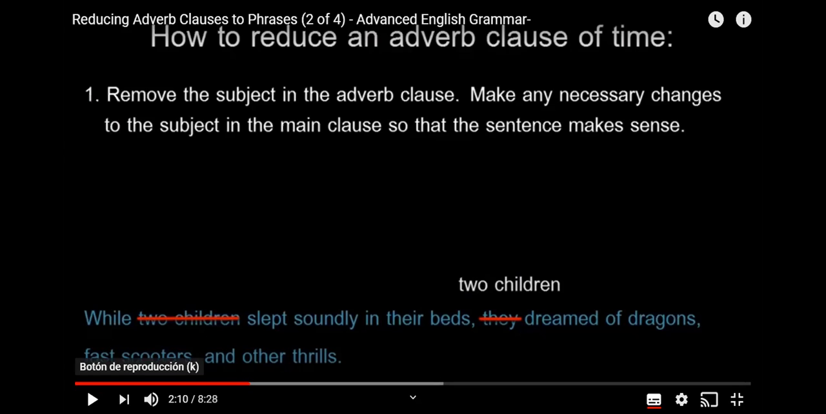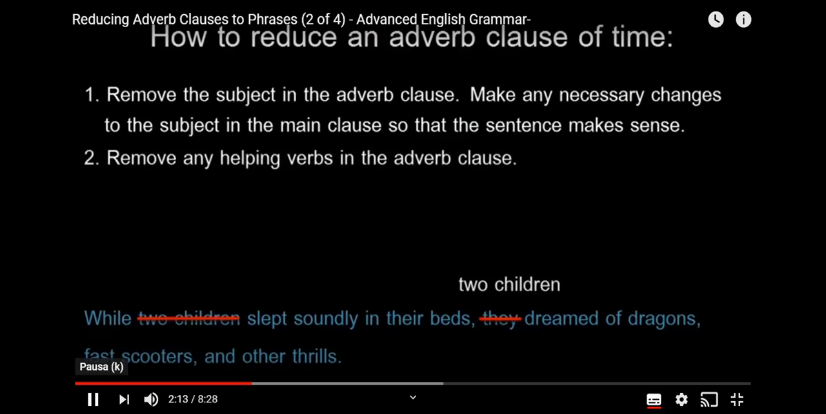Now watch how they reduce it. Second, remove any helping verbs and the adverb clause. Okay, number two. In this case, you don't have a helping verb. Helping verbs are all the auxiliaries. So if you have an auxiliary, they say remove any helping verbs. Is that clear? For example, if I have here, while they were sleeping, I'm not going to use were, because were is an auxiliary. I'm going to use while sleeping. Exactly. Okay, very good.